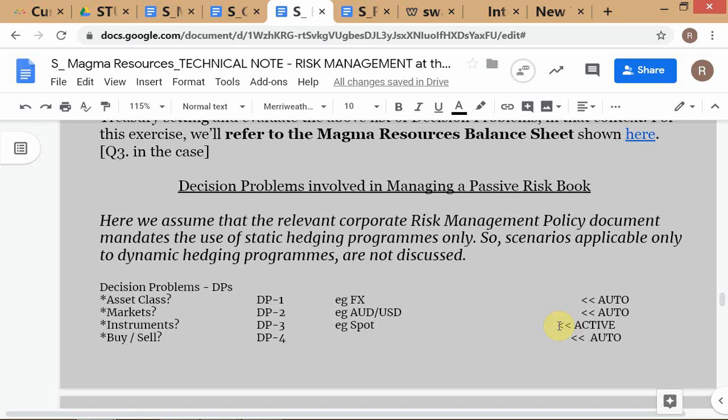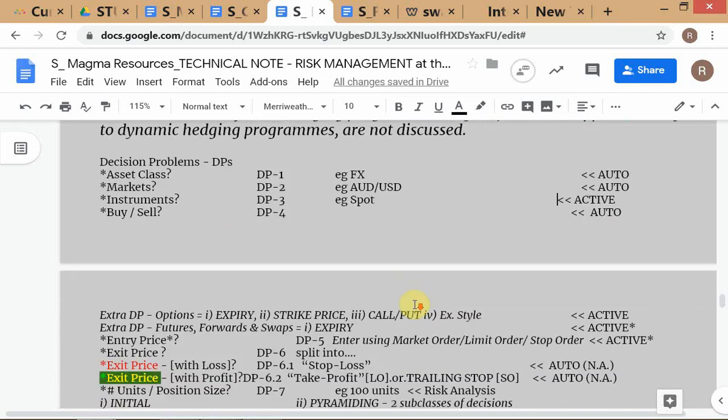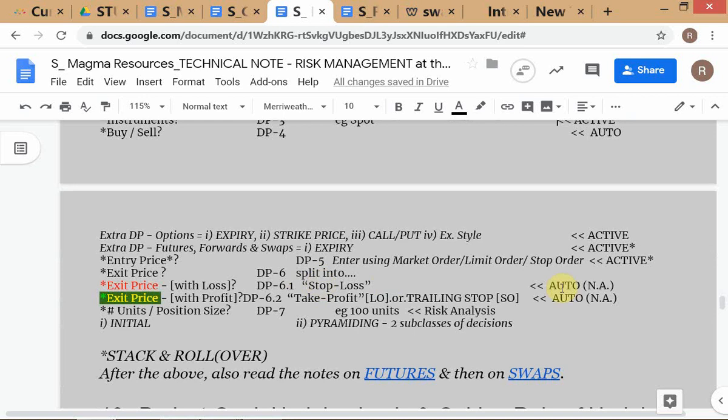when you're managing a hedge portfolio, where some of the decisions are automatically solved. So when we are discussing that type of material, we have assumed that this is going to be managed using a static hedging program, to make it simpler to understand the alterations. When you start looking at dynamic hedging programs, it's a little more complicated, but the basic logic will remain the same. So whatever I'm writing here is automatic, not applicable.